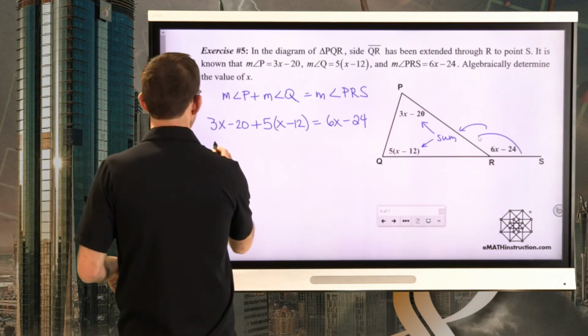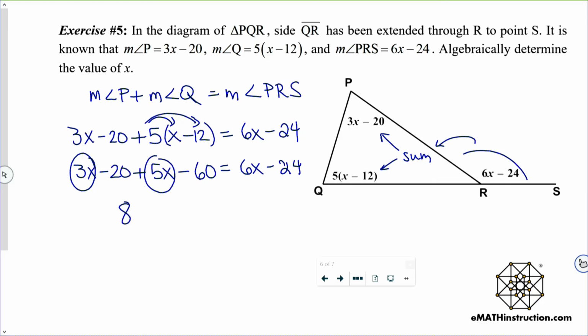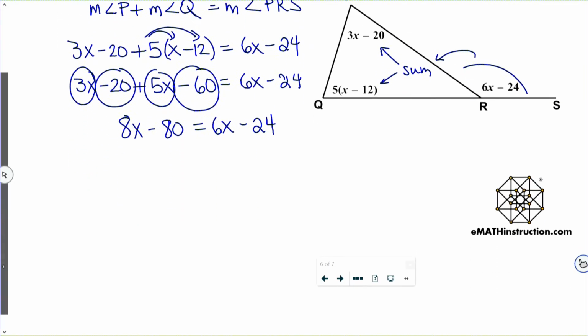So that's my next step. My next step in solving this is to take that 5 and distribute it through the parentheses. That's going to give me a plus 5x, 12 times 5 is 60, so minus 60 equals 6x minus 24. Now I'm going to combine some like terms over here. 3x and 5x is 8x. Negative 20 and negative 60 is negative 80. All right, and now we've got that classic variable on both sides of the equation.